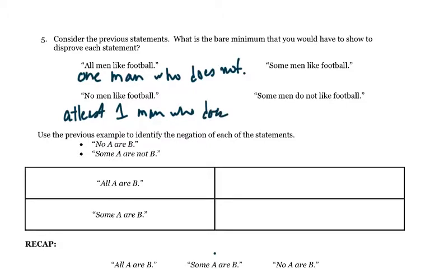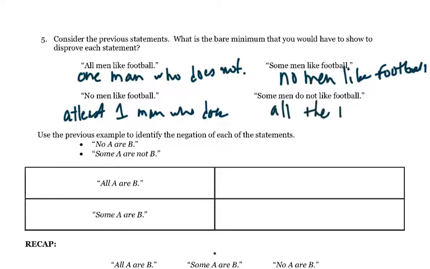To negate or disprove that some men like football, you'd have to show that no men like football. And to disprove that some men do not like football, you'd have to prove that all the men like football in the world. Good luck with that. My husband does not like football. All right, all the men like football.